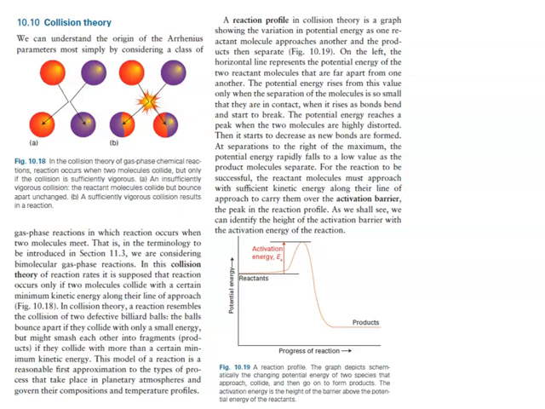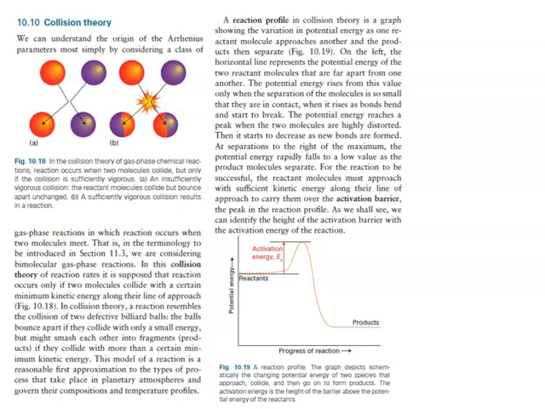In collision theory, a reaction resembles the collision of two defective billiard balls. The balls bounce apart if they collide with only a small energy, but might smash each other into fragments or products if they collide with more than a certain minimum kinetic energy. This model of reaction is a reasonable first approximation to the types of processes that take place in planetary atmospheres and govern their composition and temperature profiles.